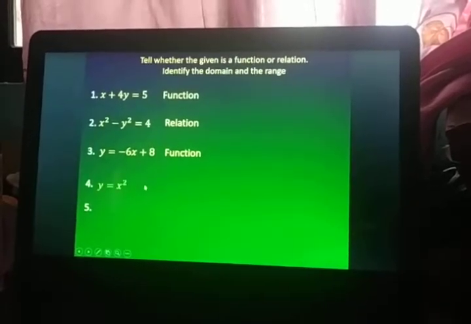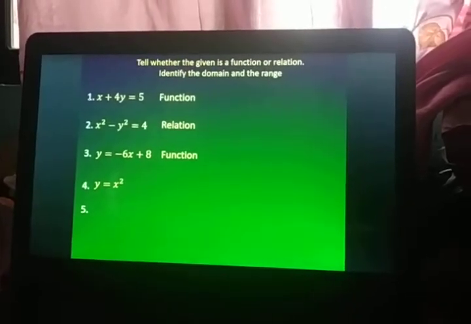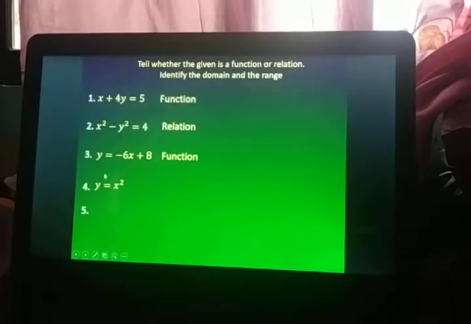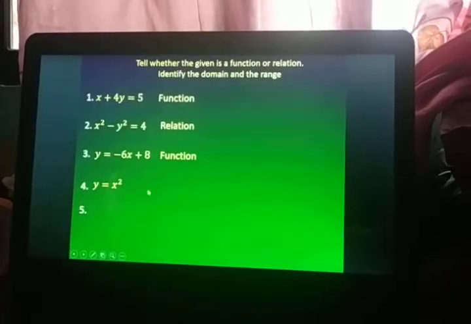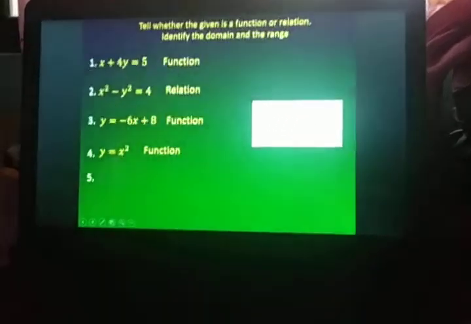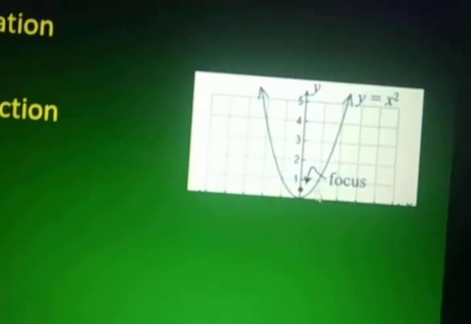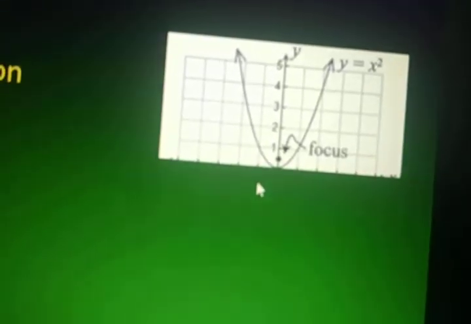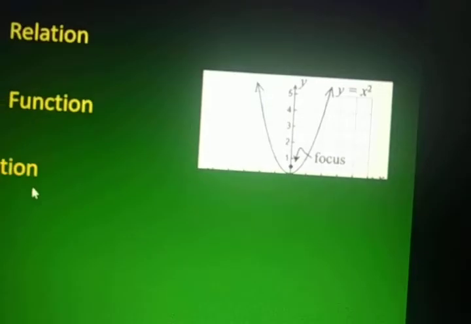Number 4, y equals x squared. If this is graphed, take note ha, y has no power, one lang, pero si x may square. Kung i-graph mo siya, class, ang itsura niya, there. It's a parabola. A second degree equation where the parabola faces up. And so, when you do the vertical line test, the vertical line will touch your graph only once. So, this is a function.